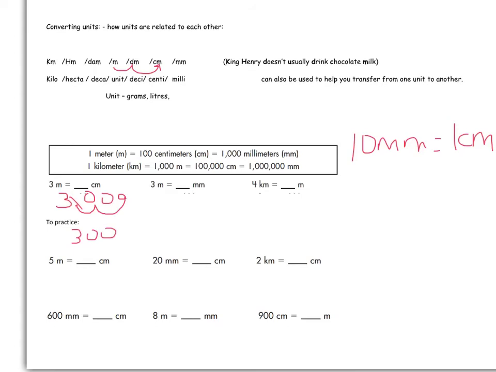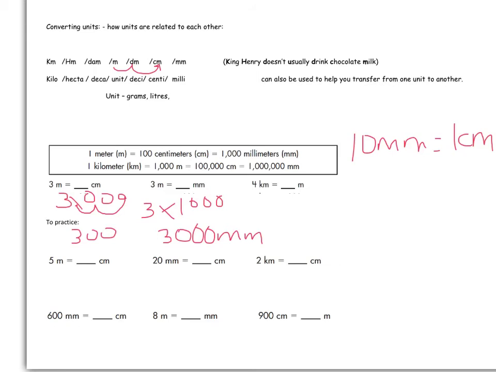Meters to millimeters. I'm going to use what I know about units in order for this one. If I know that 1 meter has 100 centimeters and there's 10 millimeters in 1 centimeter, that means there's 1,000 millimeters in 1 meter. So then 3 times 1,000 would equal 3,000. So there's 3,000 millimeters in 3 meters.